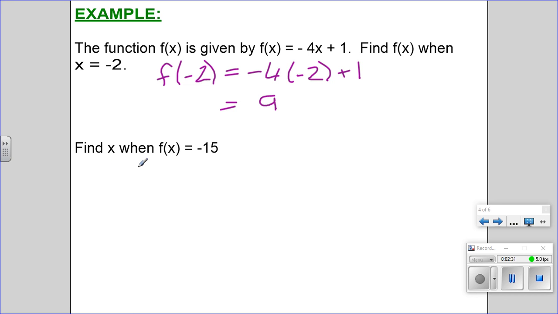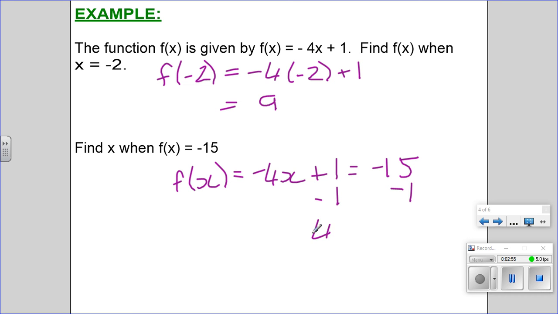And this one's slightly different. We're using the same function, f of x equal to negative 4x plus 1, but what we want to do is find x when we know what f of x equals. So what we're saying is that f of x, negative 4x plus 1, is equal to negative 15. And now we're just going to solve this like an equation. So I'm going to subtract 1, and I will get negative 4x is negative 16, divide by negative 4, and then I'm going to get that x is 4. And that is as easy and as complicated as it's going to get, really.